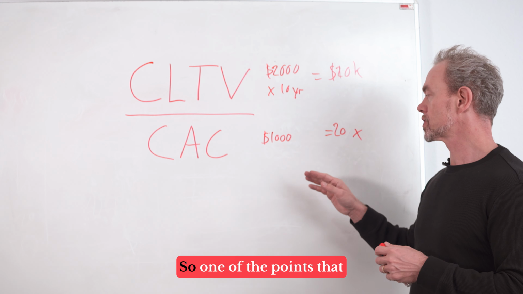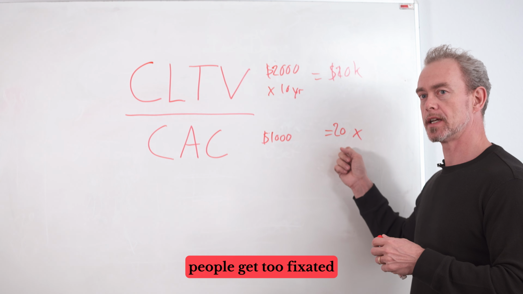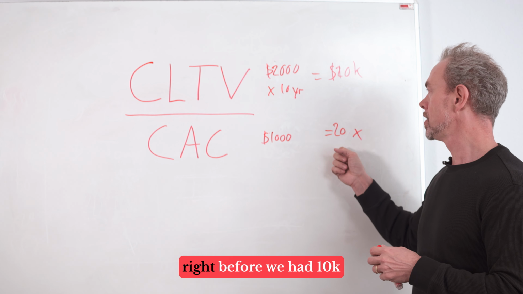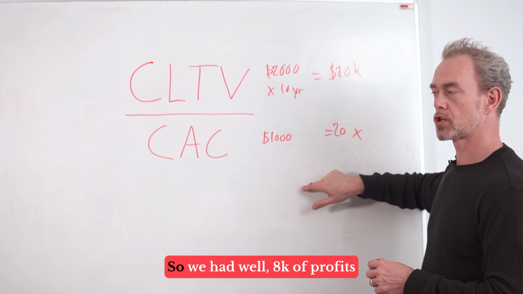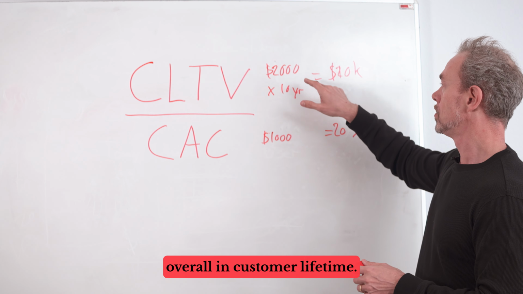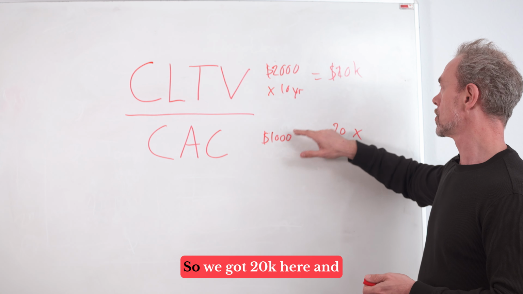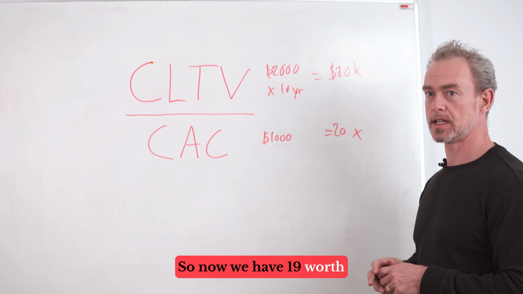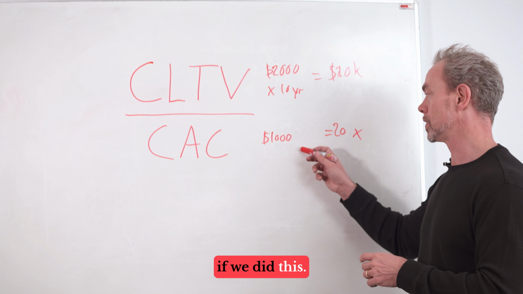We can keep going here. So one of the points that I often argue is that people get too fixated on customer lifetime value to CAC. Because what happened here, right? Before we had 10K of revenue and 2K of cost. So we had 8K of profits overall in the customer lifetime. We double this and we halve this, so we make it twice as good. So we got 20K here and 1K there. So we have 19,000 in profit if we did this.